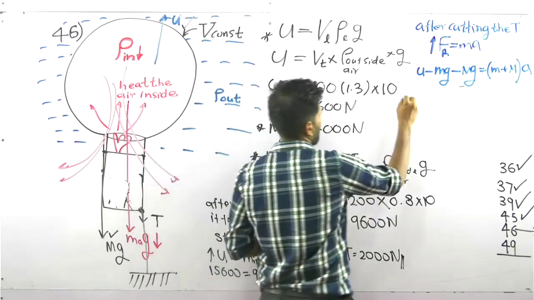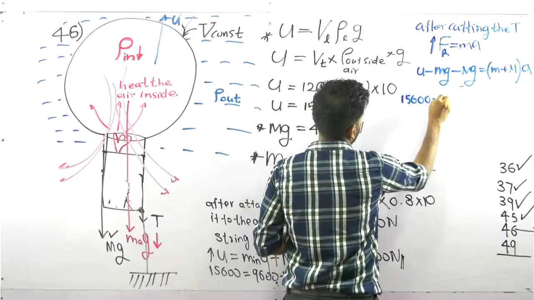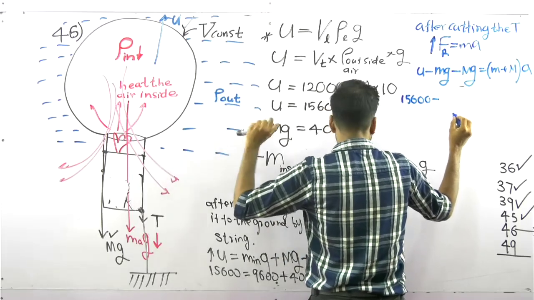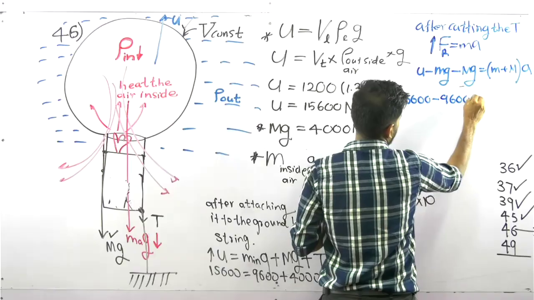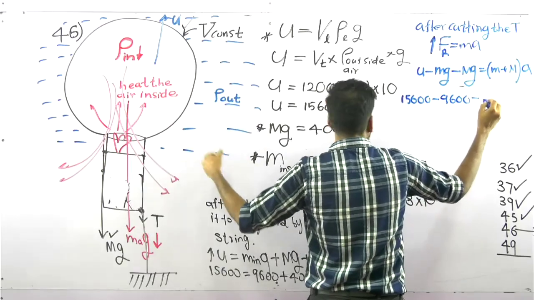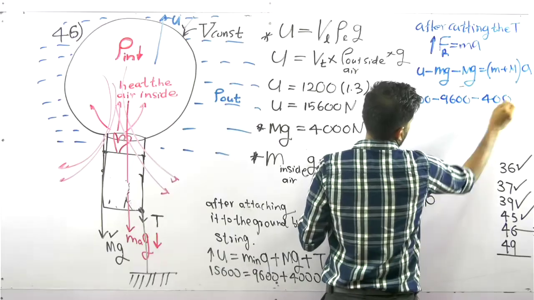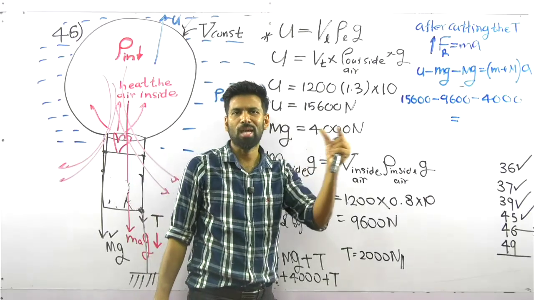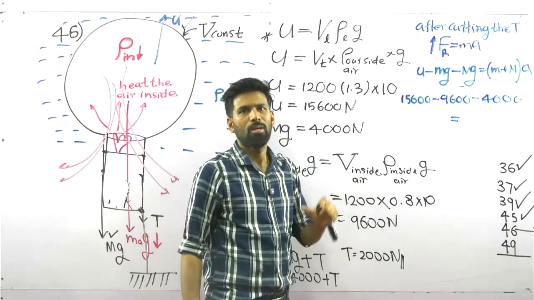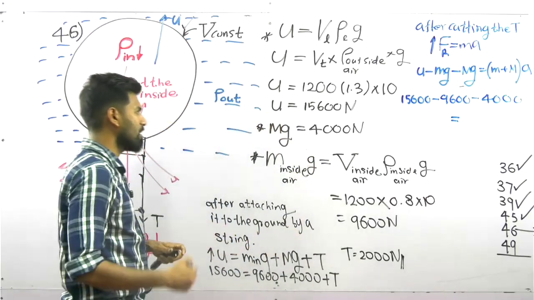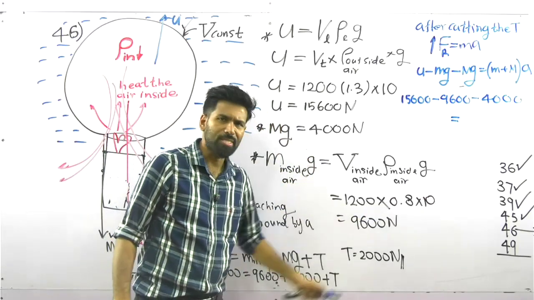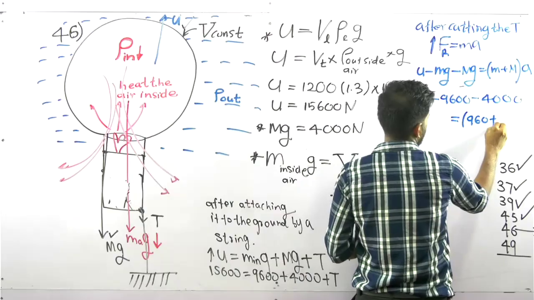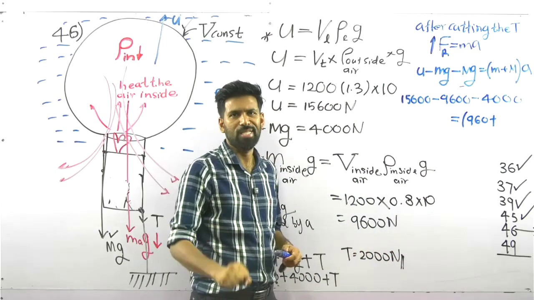Upthrust 15,600 minus air weight, which we calculated by the inside air density and the volume, 9,600. Rubber weight, rubber and the basket, 4,000, is equal to the resultant force, equal to total mass times acceleration. No tension, string is cut. Total mass: if the inside air weight is 9,600, inside air is having a mass of 960.